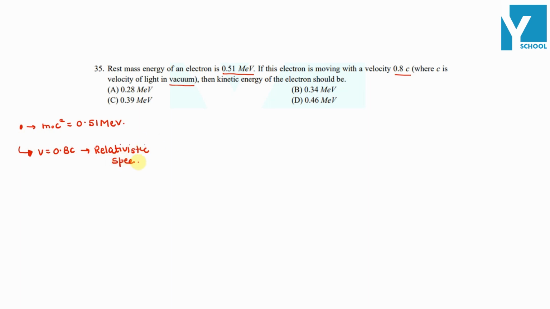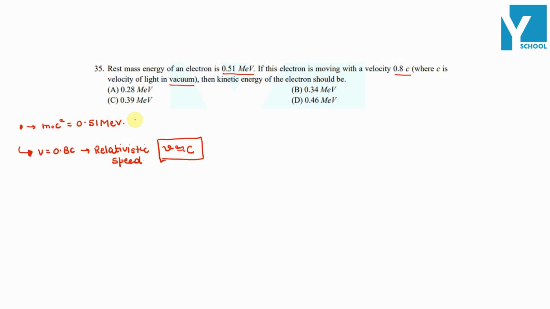What does relativistic speed mean? When the speed v of the particle is comparable to the speed of light, that is c, is comparable, meaning the two can be compared, that is v is not very very less than c. Okay, now we have to tell what the kinetic energy of the electron should be.